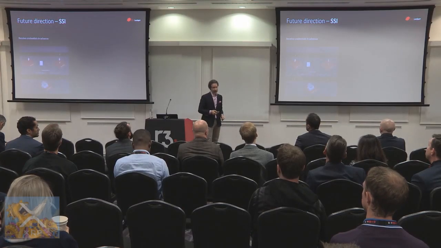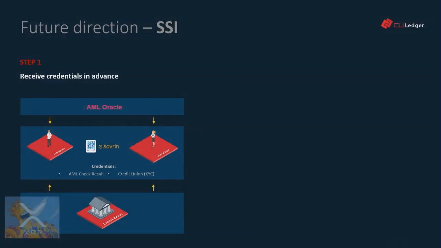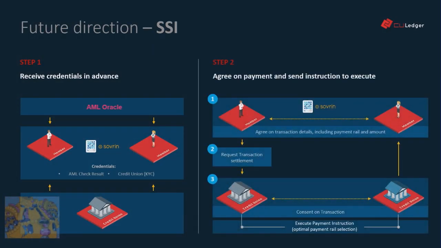So, obviously, SSI gives us all kinds of interesting things we can do in the future. One thing is we would like to start receiving the AML credentials beforehand, so you don't have to wait for them to complete. You can be pre-authorized in a peer-to-peer manner. You have a credential, you have been verified, so you can share it with the process, so we don't have to do it during the transaction. That's one of the things that we will be adding.